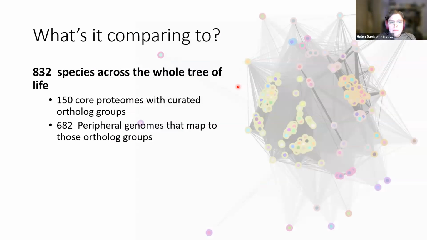OrthoMCL is comparing to over 800 species across the whole tree of life. This is made up of 150 core proteomes, which are curated ortholog groups. They sit basically as the baseline level, and they don't change. They are set. And then you have peripheral genomes that are mapped on top of those to add to the amount of data we're comparing to. So you can make your comparisons in the VEuPathDB databases and take that information and try and find ortholog groups or transform your genes into those ortholog groups.